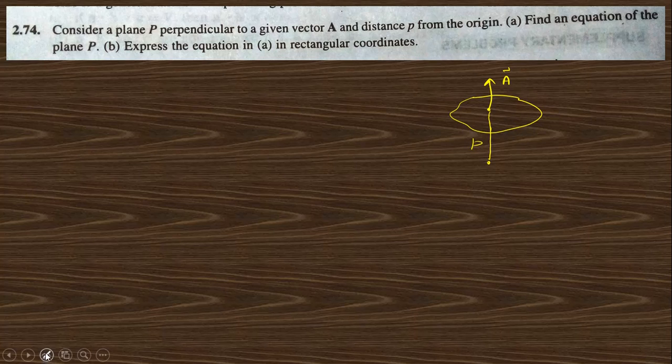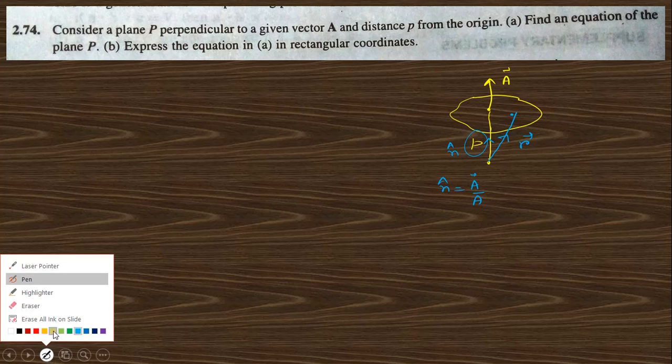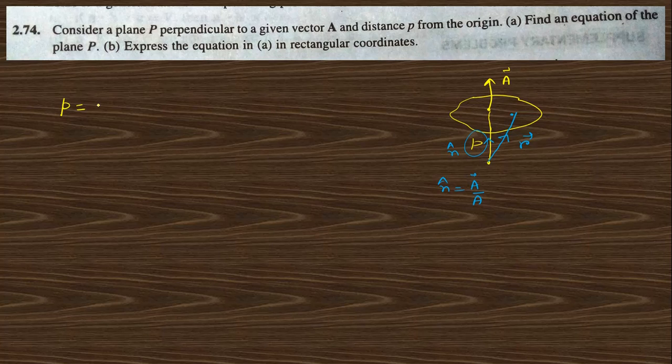So if we take any point on this plane as R, any point on this plane R, then the unit vector along A is n cap, which is the vector A divided by its magnitude. If we take the dot product of this n cap with R, then we get p. So you can say from the diagram that p, the perpendicular distance, is nothing but n cap dot the R vector.